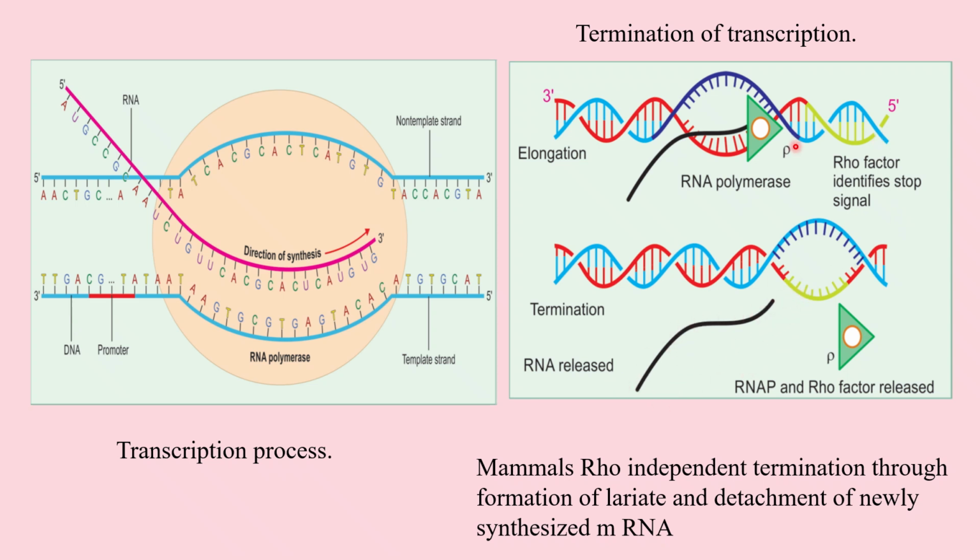There are two types of termination. One is rho-dependent termination, and another is rho-independent termination. Among the mammals, the more preferred method of termination of transcription is rho-independent, in which there is a formation of a lariat and detachment. The formation of a lariat-like structure happens once the appropriate length of RNA is formed. This loop-like structure leads to the detachment of messenger RNA from the template strand of DNA.